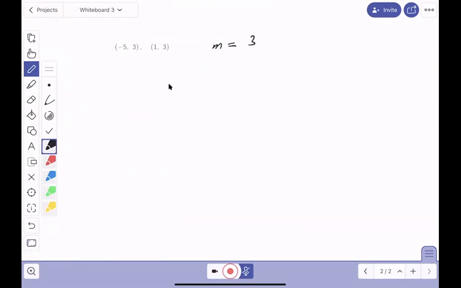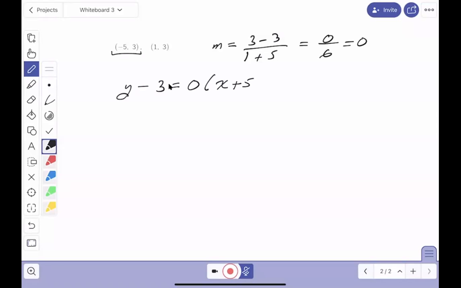Let's see, 3 minus 3 over 1 minus a minus 5 is plus 5. What do you get up there? 0 over 6, which is 0. Well, I think you know my favorite form. My favorite form is going to be that y minus, well, what point am I going to use? I'll use this point. All right, so y minus 3 equals m, right, times x minus a minus 5. That's done.